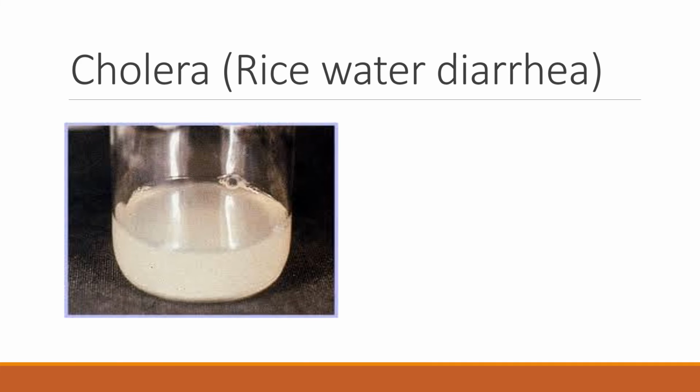What is rice water? When rice is cooked in the pressure cooker or in any kitchen vessel, we see a whitish, turbid, slightly milky watery fluid. It is called rice water. So the stool passed by the patient is similar to that type of water. That's why it is called rice water diarrhea.